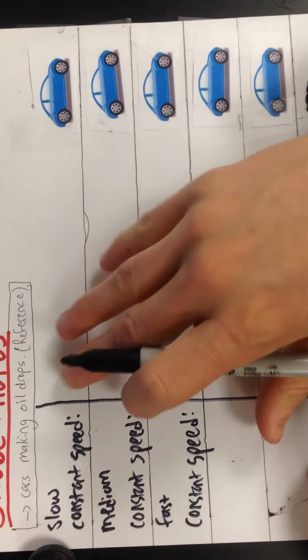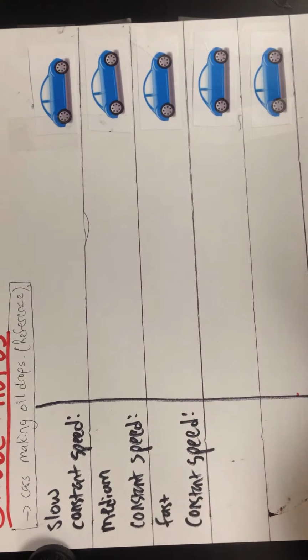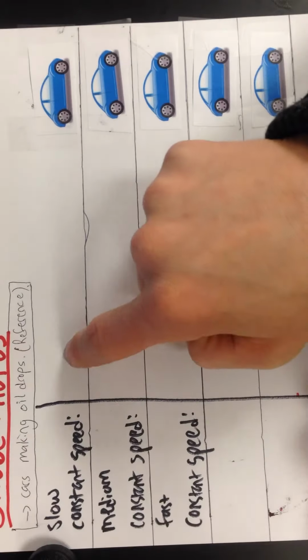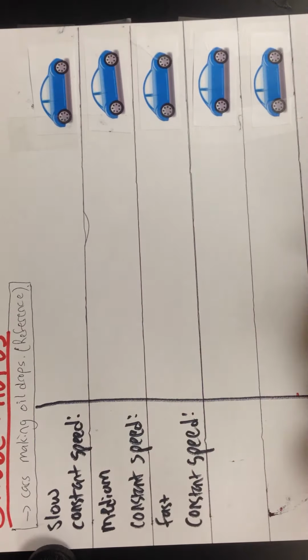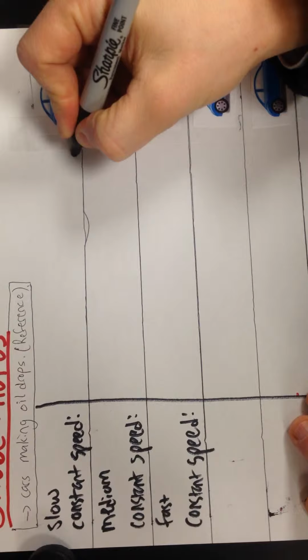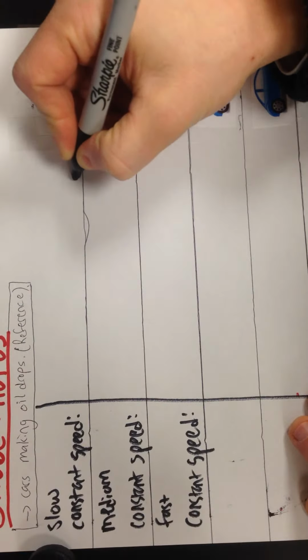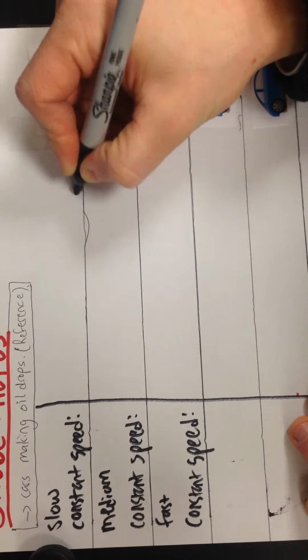We want to draw, say a car, is accidentally leaking some oil and it's dropping it on the ground as it's moving. What do those oil drops look like? This is basically a strobe photo. What do they look like when the car moves slowly, but at a constant speed, at a medium constant speed, and at a fast constant speed? Well, the oil drops look quite close together when the car is moving slowly.